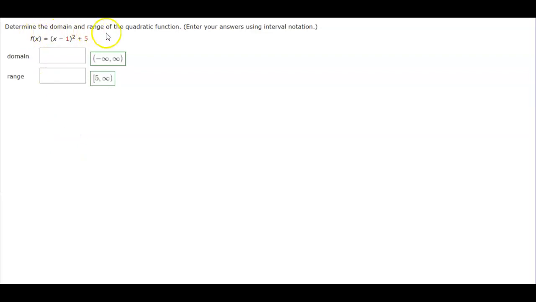Determine the domain and the range of the quadratic function. Enter your answers using interval notation. We have f of x, which is equal to (x minus 1) squared plus 5.